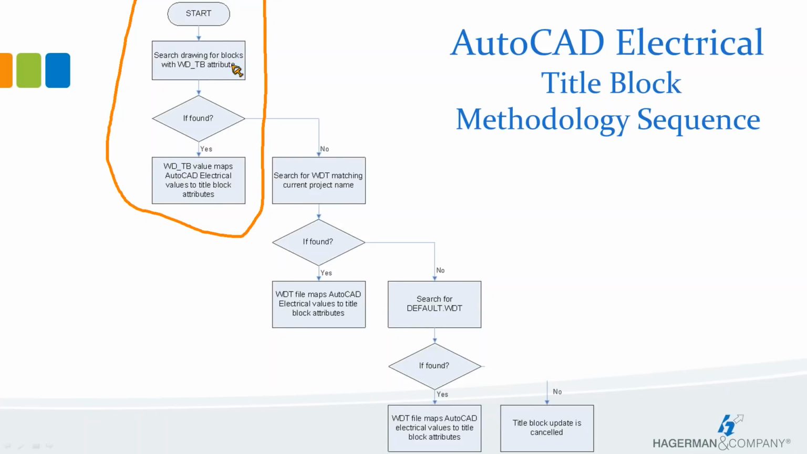And that's the first thing it does. It looks for an attribute named WDT_TB inside the title block. If it finds it, it processes it. If it doesn't, then it moves on and starts looking for method 1.